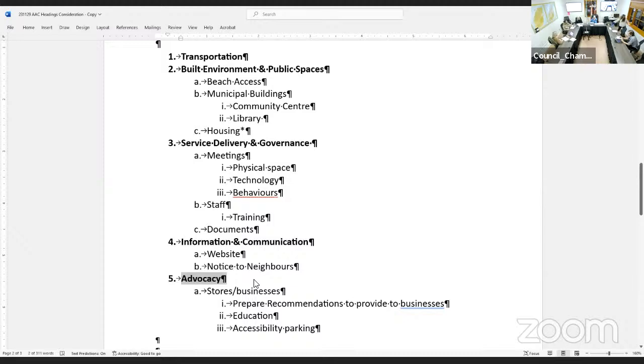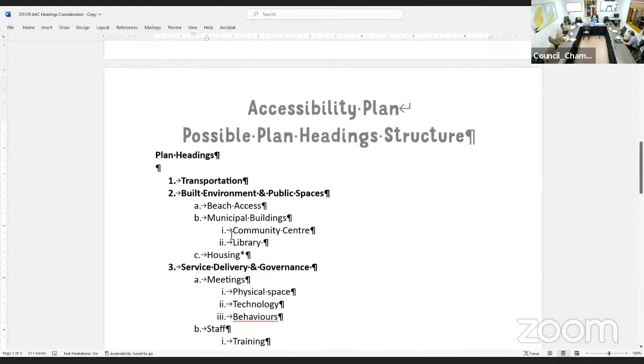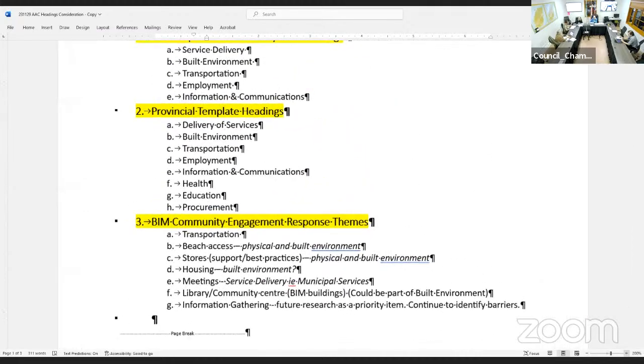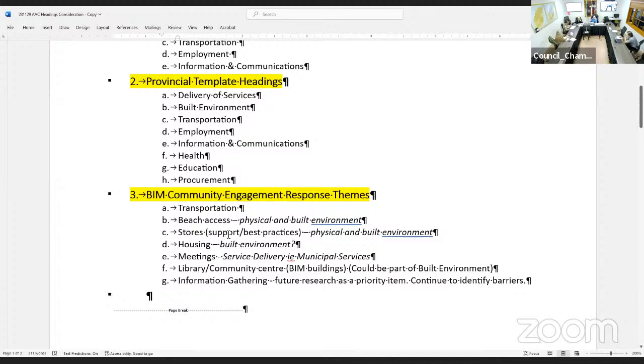Okay, shall we go back to the Bowen list and see what else we need to find a place for? We've got transportation, beaches, stores, housing. So now housing, I think, is another one of these things: what control does the municipality have over housing? I guess if it was building housing, it would have a lot of control.